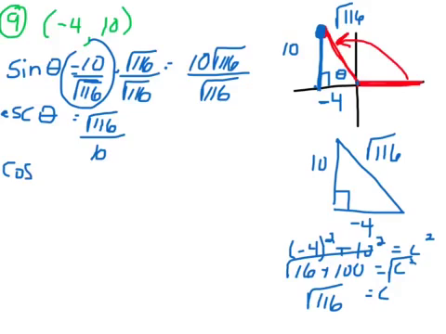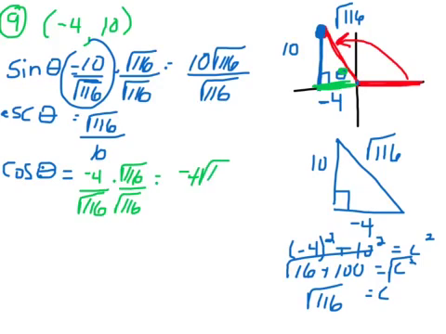What would the cosine be? Here's your angle, right? And the adjacent side, this. So wouldn't it be negative 4 over the hypotenuse of square root of 116? I got to rationalize it. So it ends up being negative 4 square root of 116 over 116.